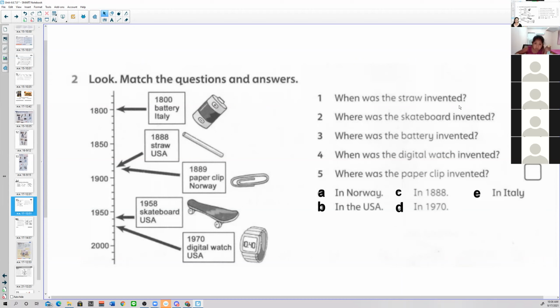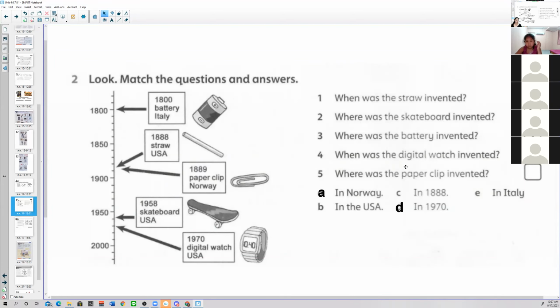When was the straw invented? It's C. In 1888. Okay. Right. Where was the skateboard invented? B. In the USA. Number 3. Where was the berry invented? E. In Italy.